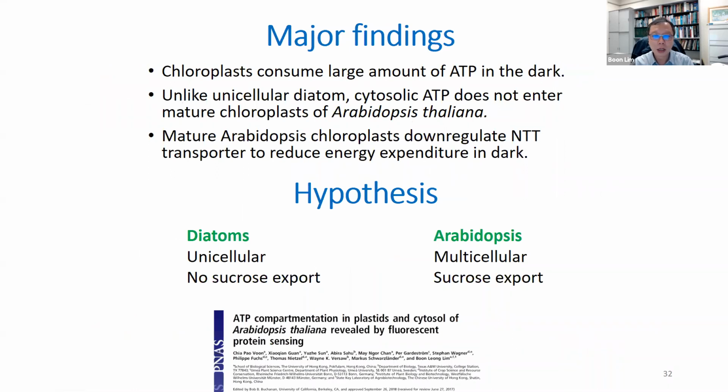So the major findings that we obtained by using the ATP sensors include: chloroplasts consume a large amount of ATP in the dark. Unlike unicellular diatoms, cytosolic ATP does not enter mature chloroplasts of Arabidopsis, and mature Arabidopsis chloroplasts downregulate NTT transporter to reduce energy expenditure in the dark.